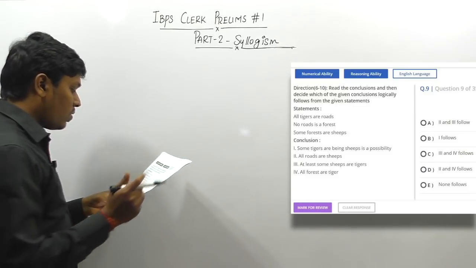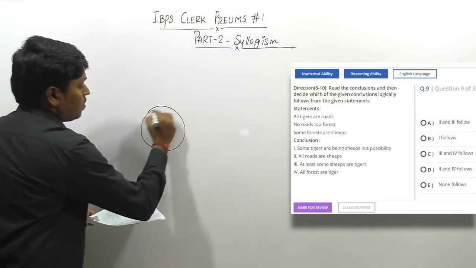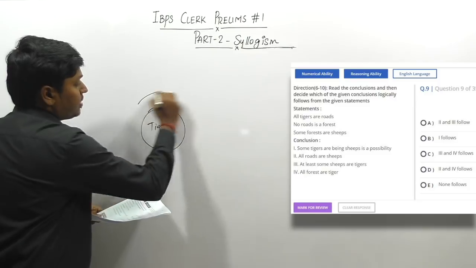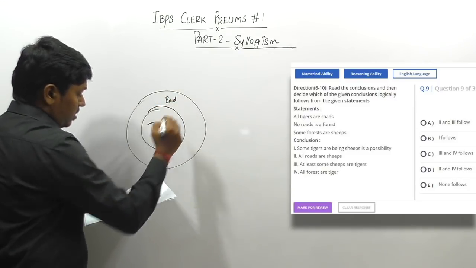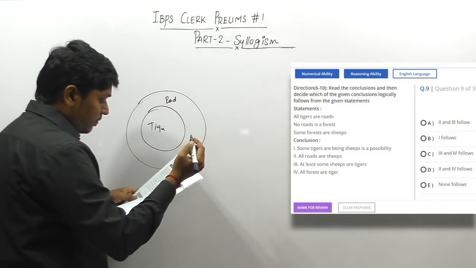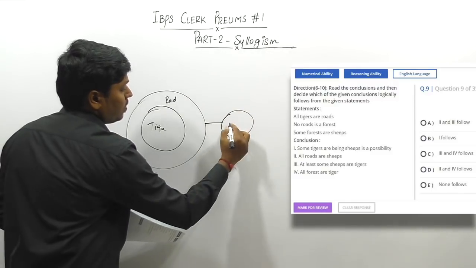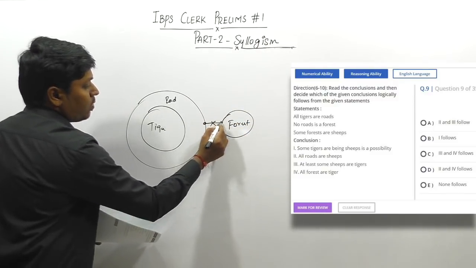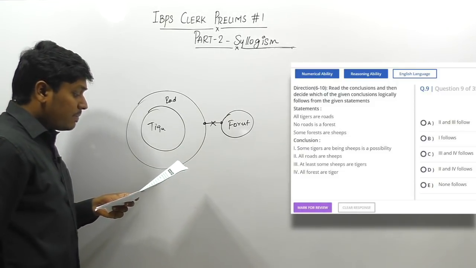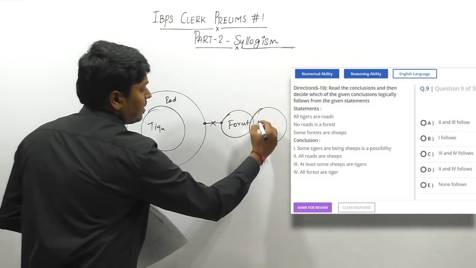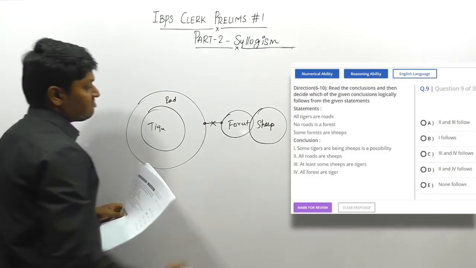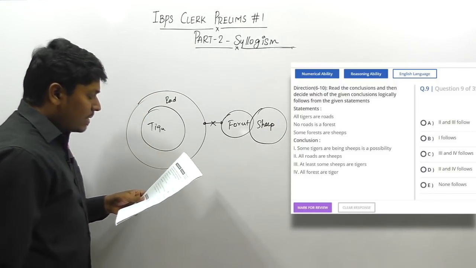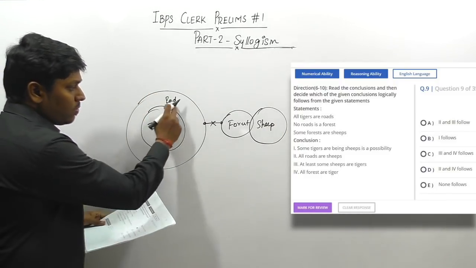Question number 4. All tigers are roads. And no road is forest. So there is no connection between a road and a forest. And the last is some forests are sheep. So finally we have drawn the Venn diagram for the given statements, right? Tiger, road, forest and sheep.